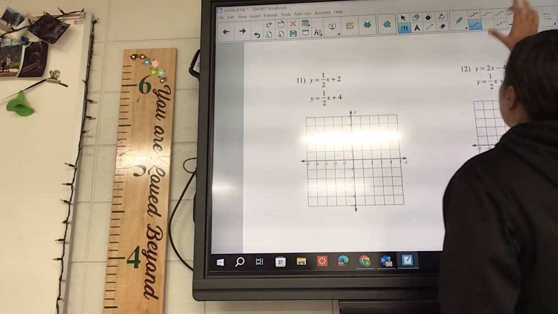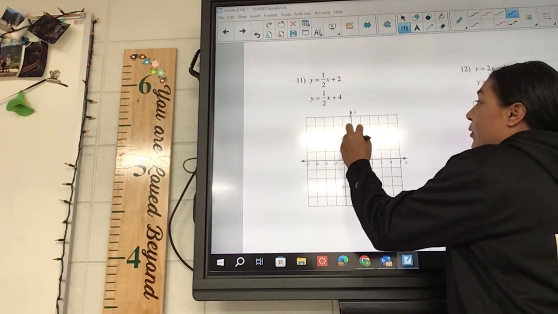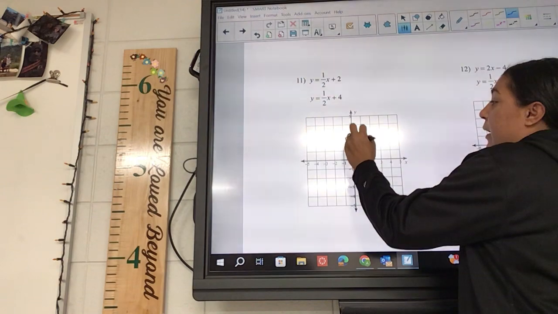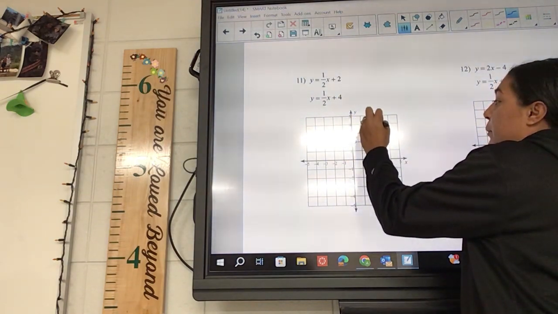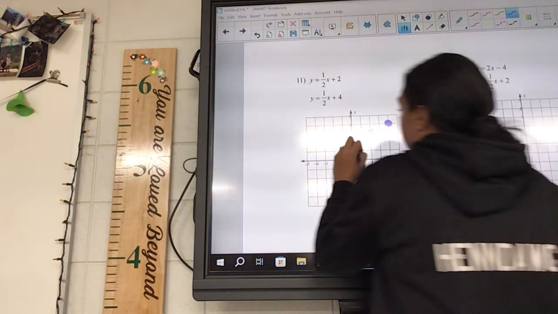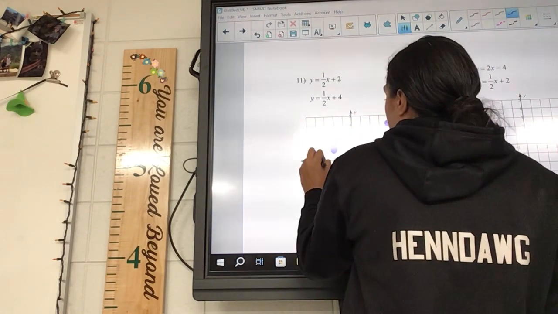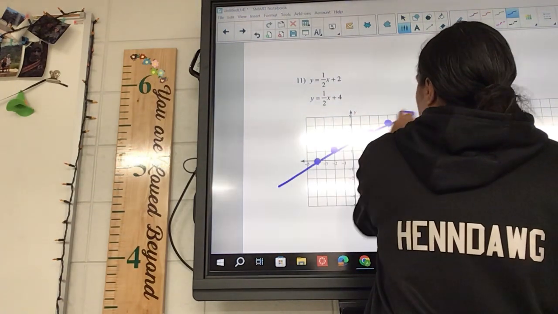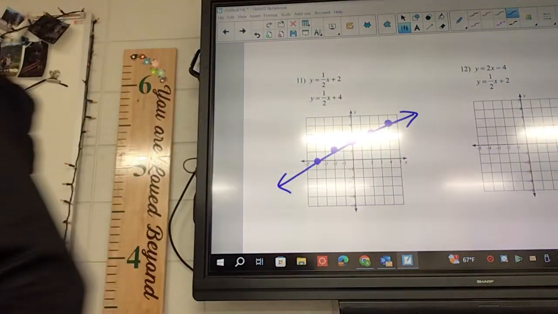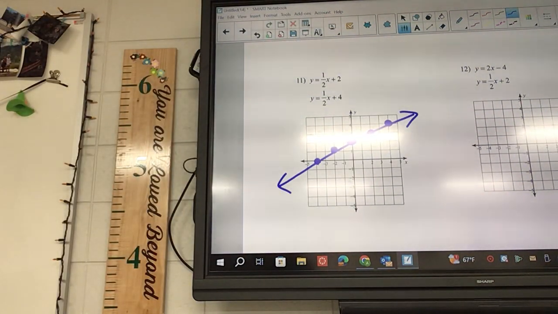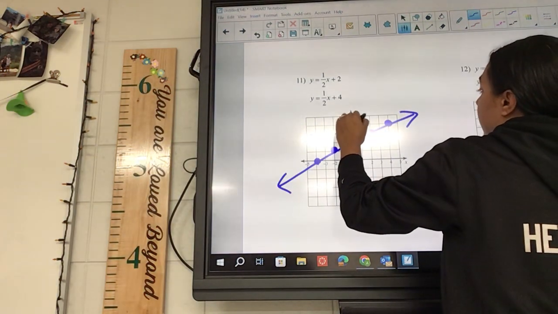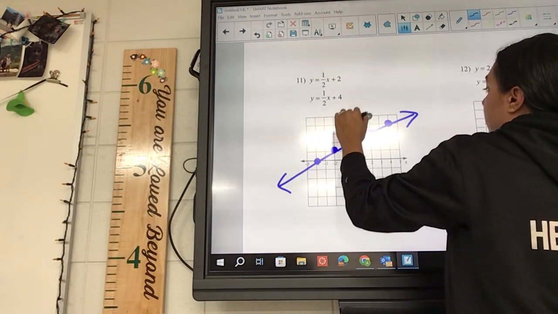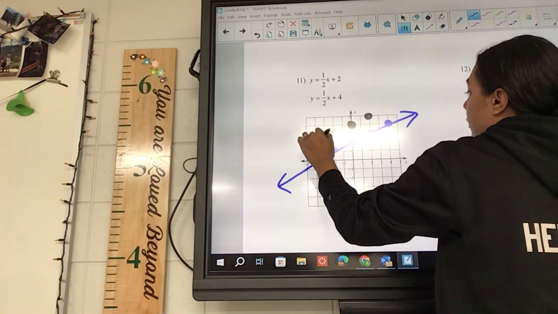Okay, 11. Line 1 starts out at 2, and we have a slope of up 1 over 2, or down 1 over 2. Line 2 starts where? At 4. And it has a slope of up 1 over 2, or down 1 over 2.